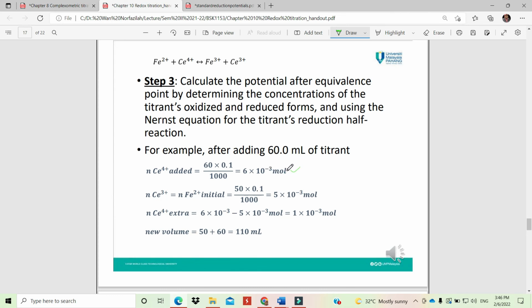6 times 10 to the power of negative 3 mole. Maksudnya cesium dah excess. Okay, when we have excess cesium, we will get the number of mole for cesium 3 plus will be equal to the initial of Fe2 plus. And then the excess cesium 4 plus will be equal to 1 times 10 to the power of negative 3 mole. So this number of mole should be divided with the new volume.